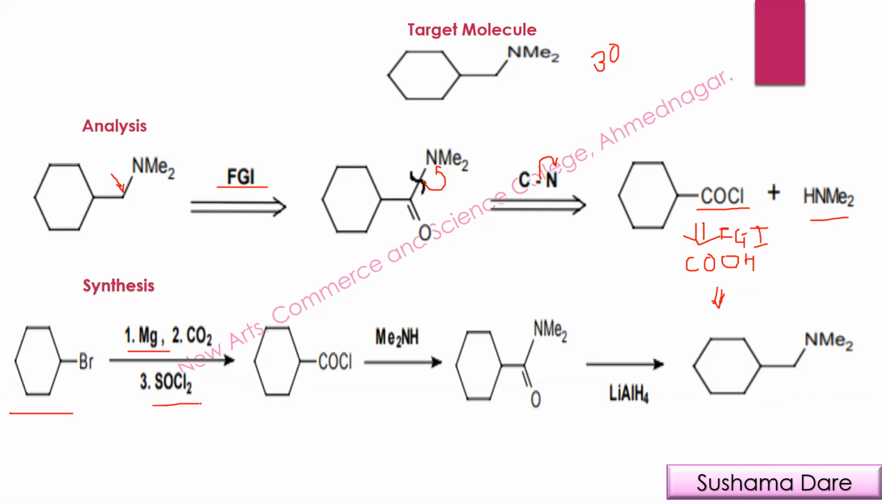After this, you treat it with thionyl chloride, so the acid is converted to acid chloride. It gives COCl. After this, you treat it with a secondary amine, that is dimethylamine. The reaction takes place between these two so that it gives a carbonyl group here, and the reactivity of nitrogen gets reduced. At the end, we have to reduce this carbonyl group to a CH2 group by using lithium aluminum hydride. So that gives the target molecule.